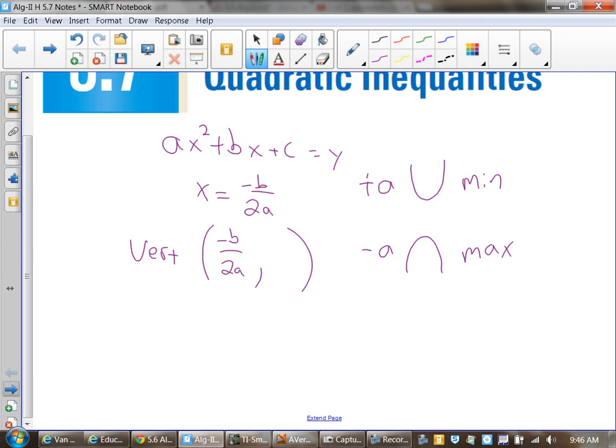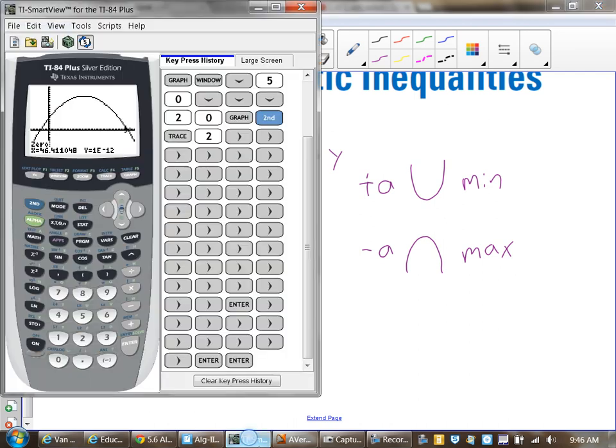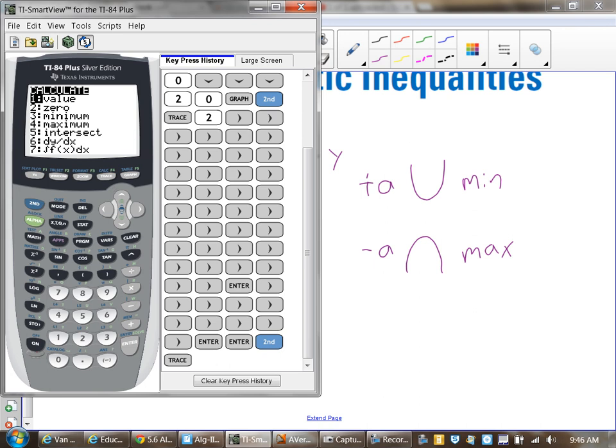Go for it, right? So, also, press second calculate on your calculator. There's a minimum and a maximum button. What do you think that's going to find you? What is the minimum? The vertex. What's the maximum? It's crazy how this works out, isn't it? What is the x-coordinate of a minimum?